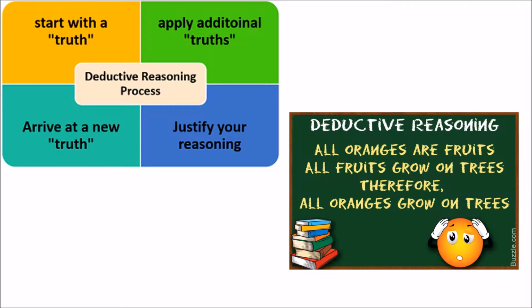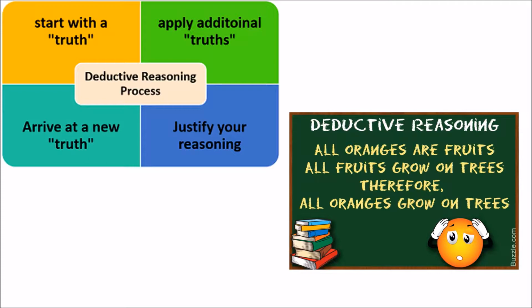Okay, so in essence what we're doing is starting with something that is true. For example, it could be a scientific law. And from that, we do a little bit of gymnastics and we arrive at a new truth. Now, it's also known as top-down. So we're starting off with a very large idea and we're narrowing down to something that's a bit smaller.